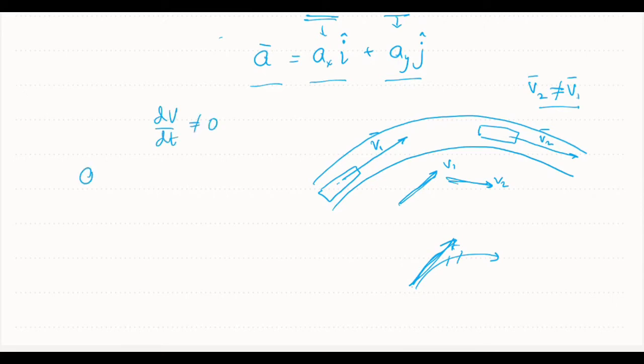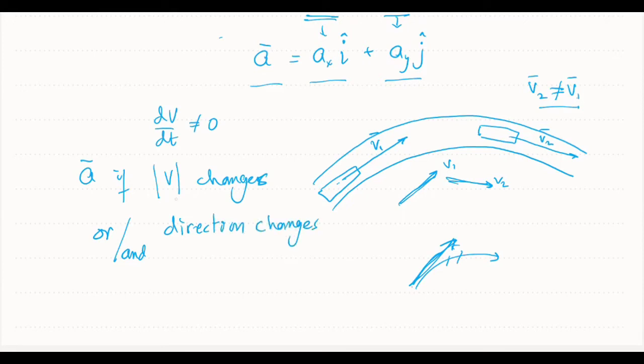So you would have an acceleration if either the magnitude of the velocity changes, or the direction changes. So either the magnitude or the direction change would be an acceleration. Even though your car is going at a constant speed, because it's turning, you have an acceleration. We call that the centripetal acceleration, which we will see in the next topic.